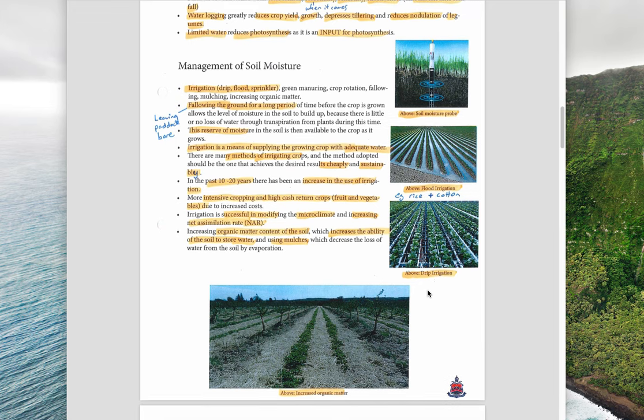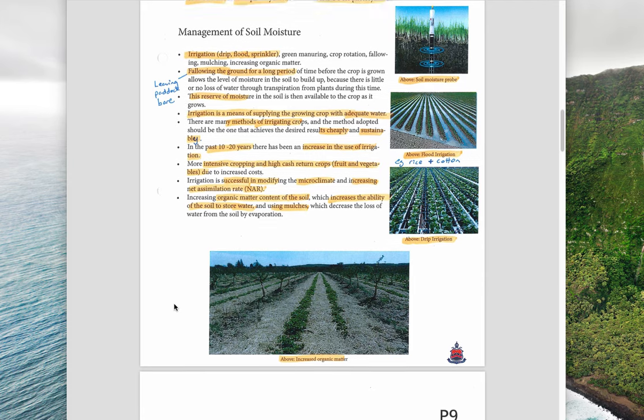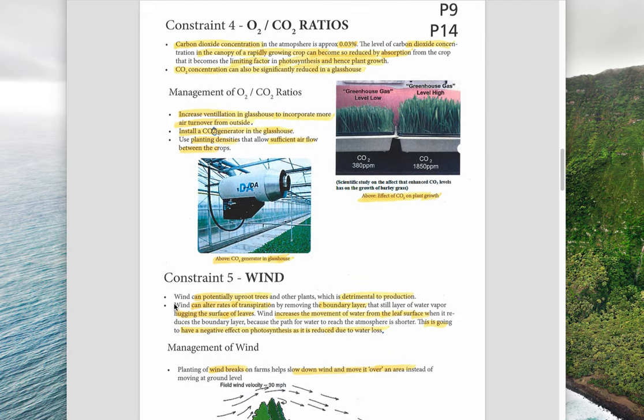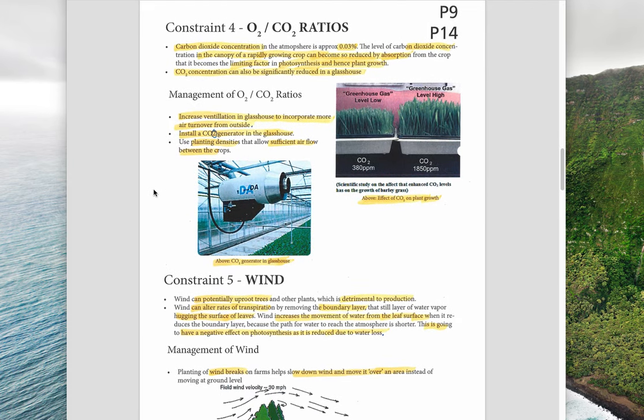And then there's also, you could put organic matter like mulch and that kind of thing over soil to actually retain the moisture that is put in there instead of having it lost to the atmosphere. So those are multiple ways of maintaining or managing soil moisture. Carbon dioxide and oxygen. So plants actually need carbon dioxide again as an input for photosynthesis.